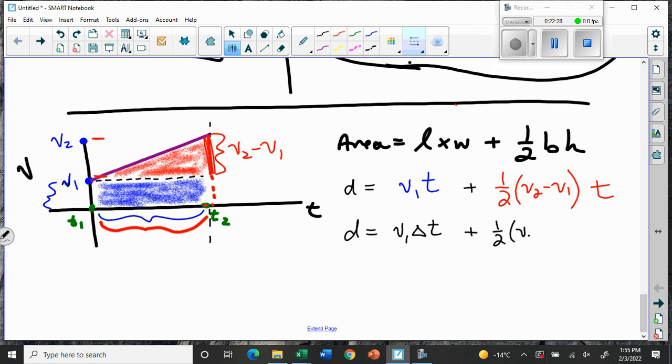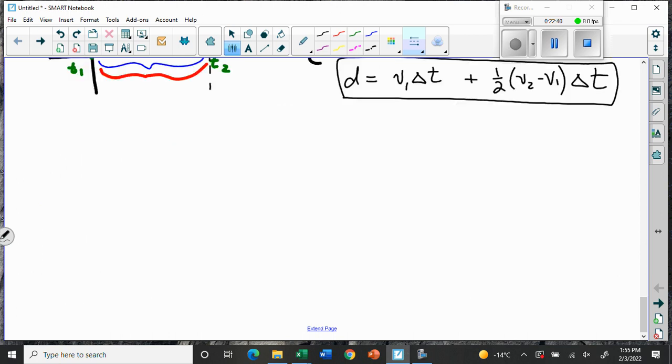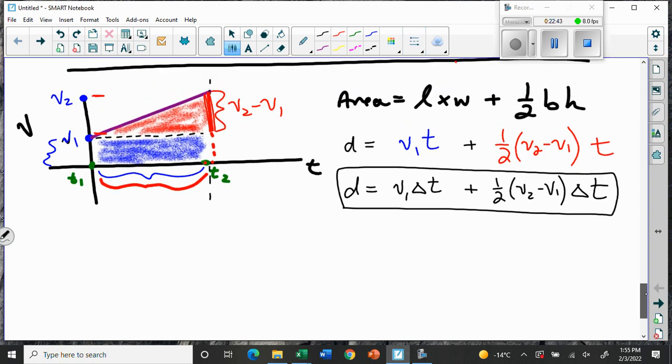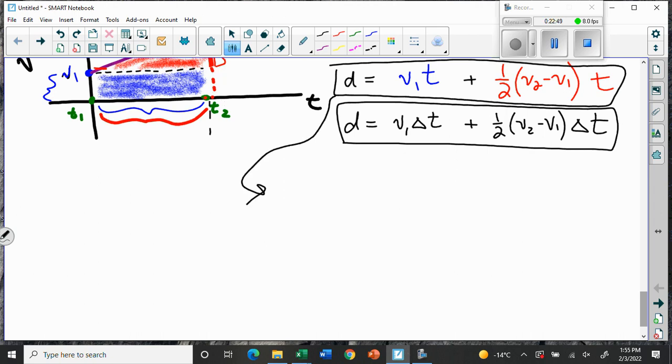But technically, this would be times delta T. So this is how it's more precisely written, but a lot of textbooks just write it the other way. Now we can change this a bit. I'm going to take the top one and change it a little bit. So take this equation up here. In fact, I'll just start it again. D equals V1T plus 1/2 of V2 minus V1 multiplied by T.